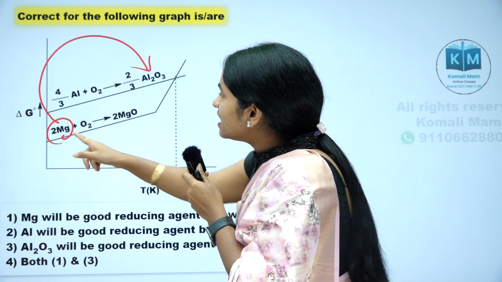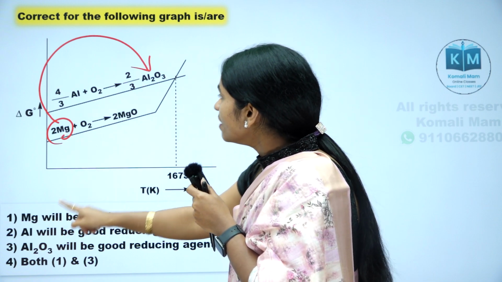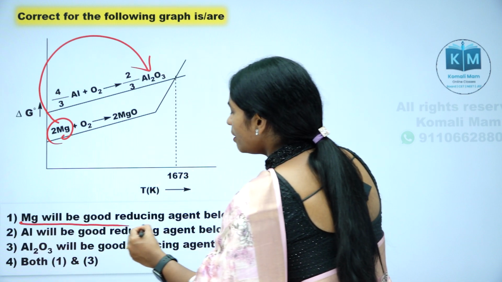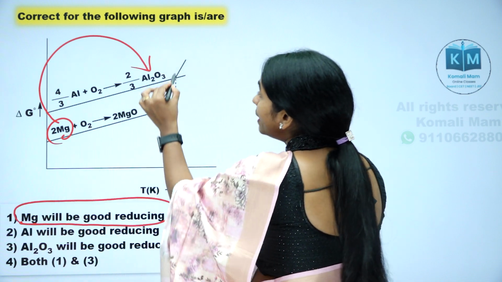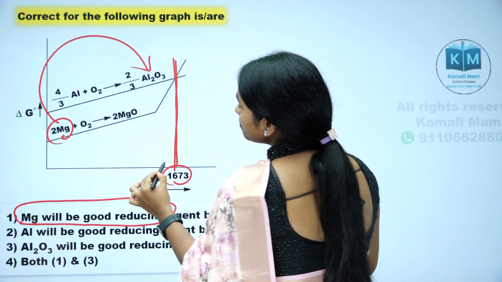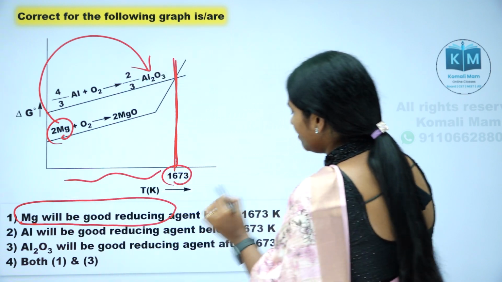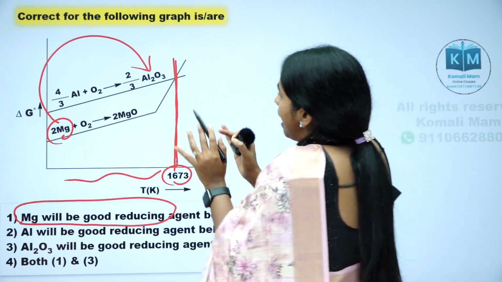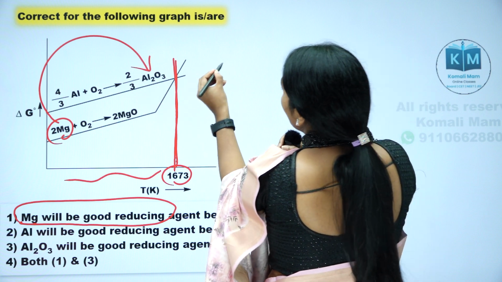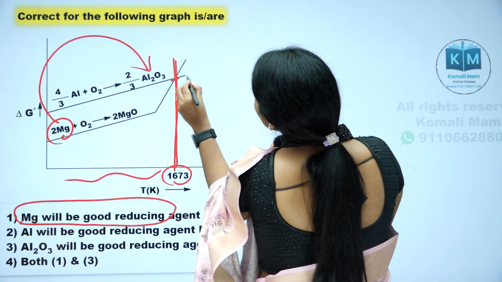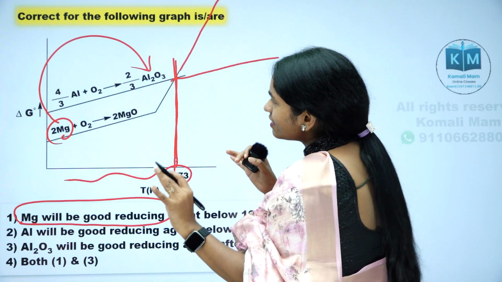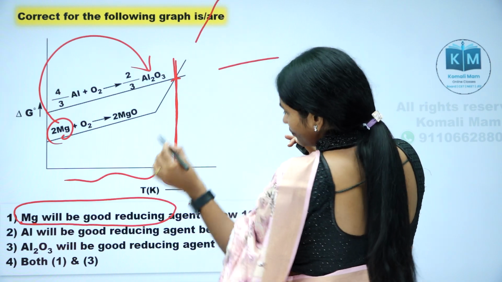That's it. Magnesium will reduce the aluminum oxide. Magnesium will be a good reducing agent. But below which temperature? This graph is below this 1673 Kelvin temperature. Correct. For example, if they ask you after 1673 Kelvin temperature, how can you solve? Just extrapolate this graph like this.